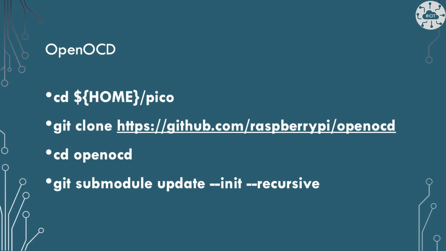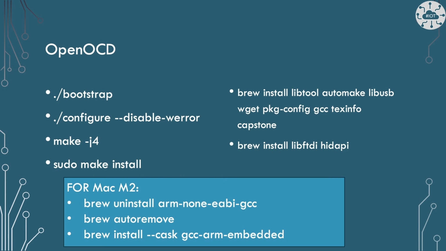OpenOCD is what we're going to use to flash the Pico via the SWD port. Again, we need to pull down a new version of that, because there is a 2.0.0 version of OpenOCD from Raspberry Pi to work with the Pico 2. Now, theoretically, building this should be relatively easy. It's just bootstrapping, configuration, make and make install.